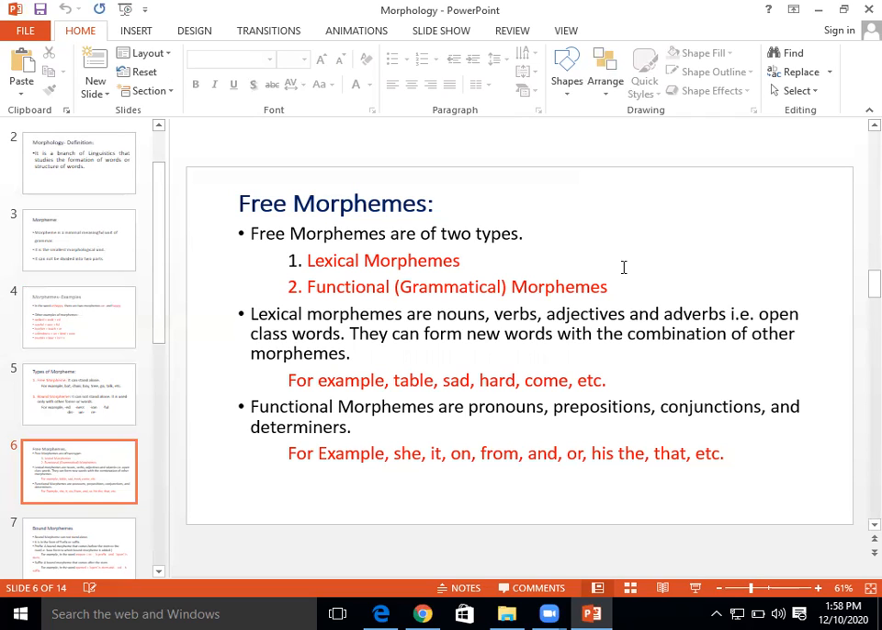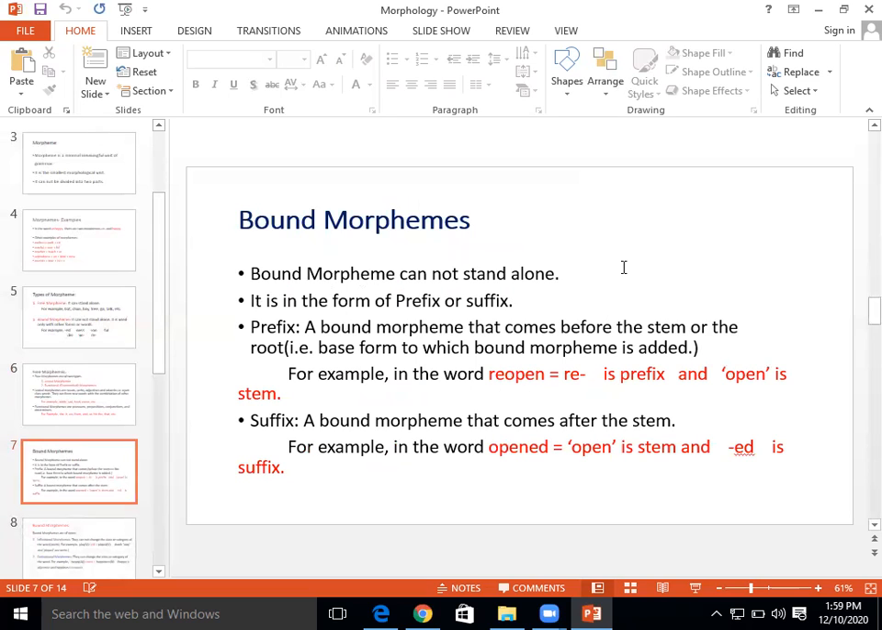So I think you have studied parts of speech. So in the parts of speech, four I have already mentioned here are lexical morphemes. They are open class, and the remaining pronouns, prepositions, conjunctions, determiners, they are functional morphemes. For example, she, it, on, from, or, his, the, that, etc. Okay. Next, we shall see something about bound morphemes.